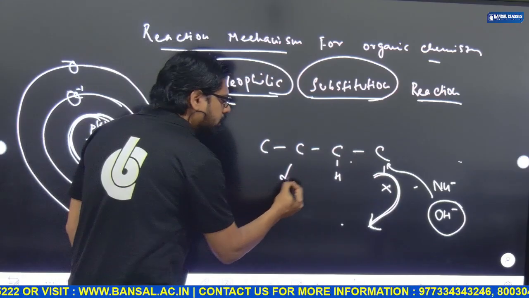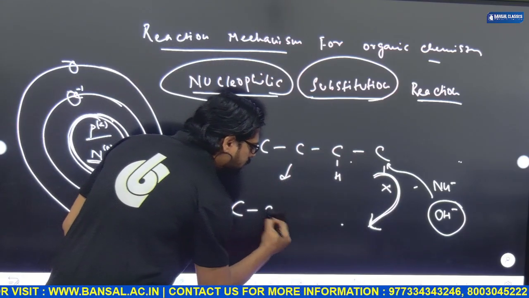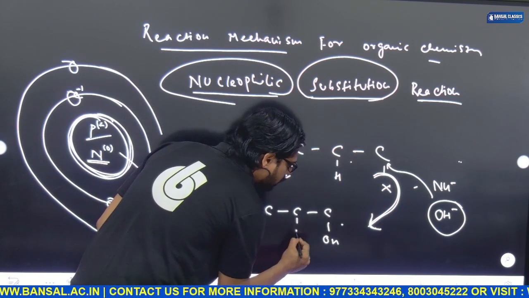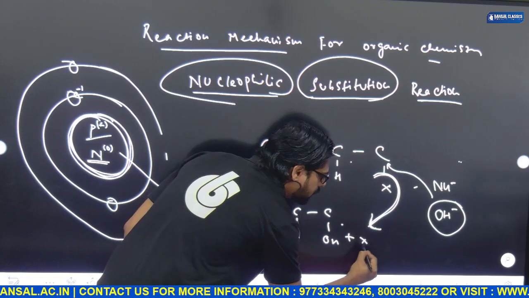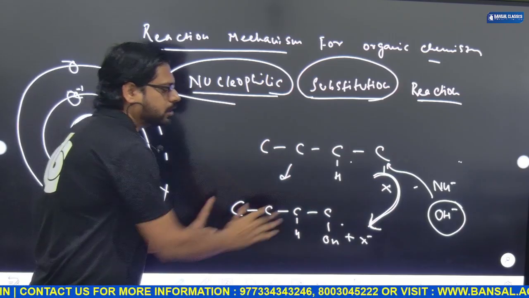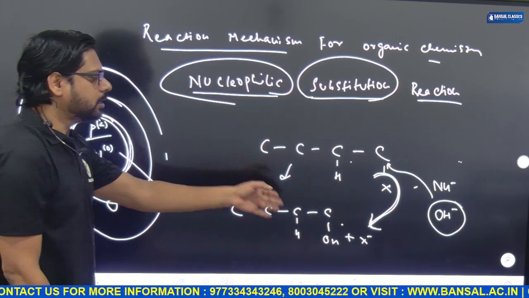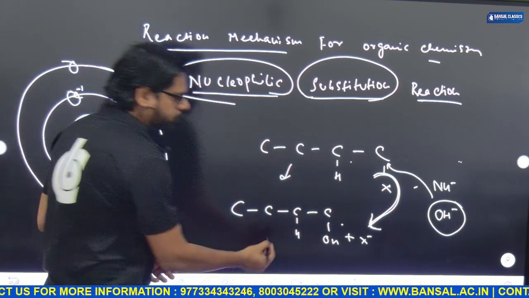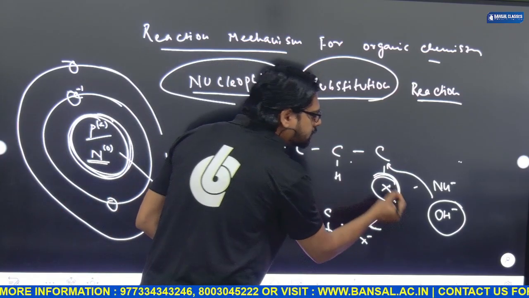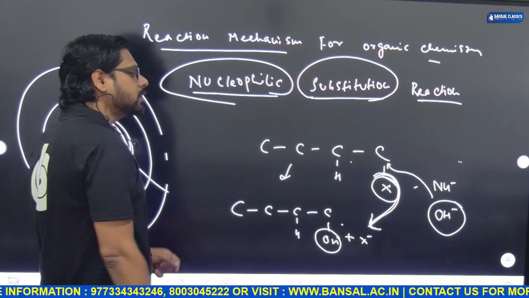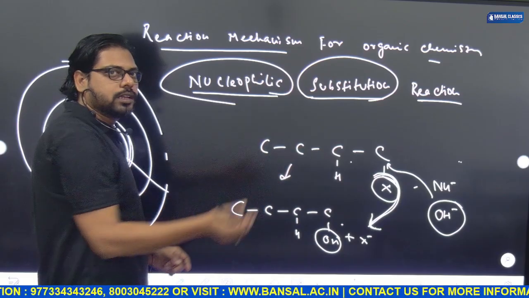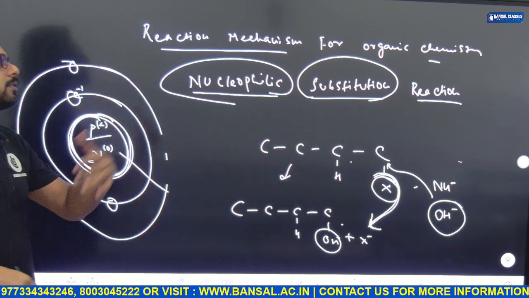So this example will look like this. And here we will get an X minus ion separate from this particular alkyl halide. Now it has become an alcohol. So here we can see the alcohol group has replaced this halogen. So substitution means something going out and somebody takes its place.